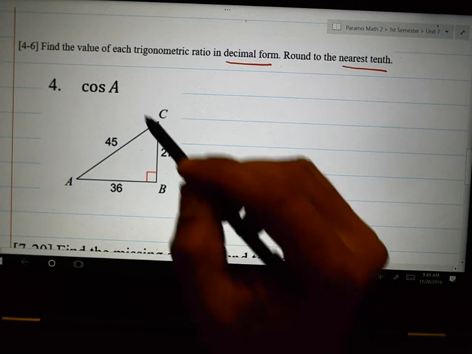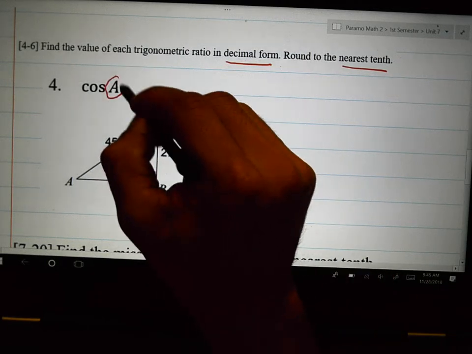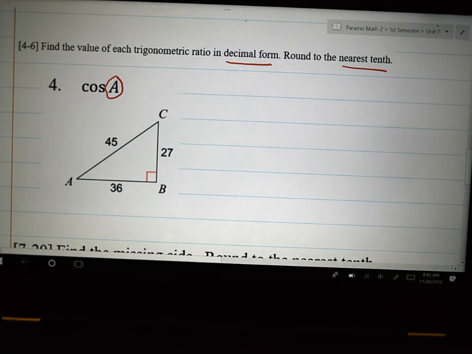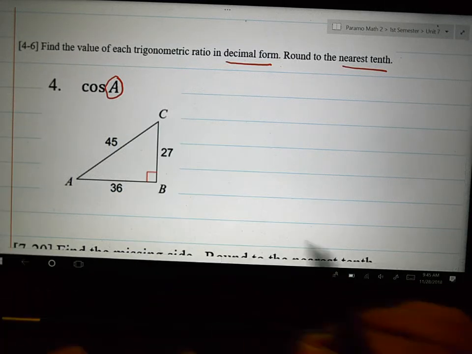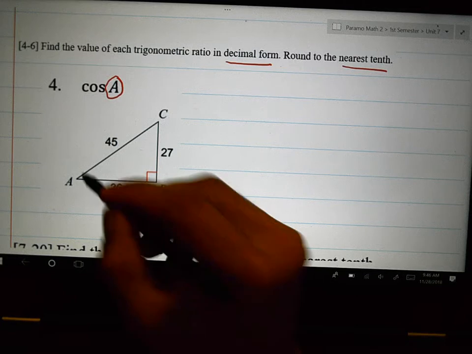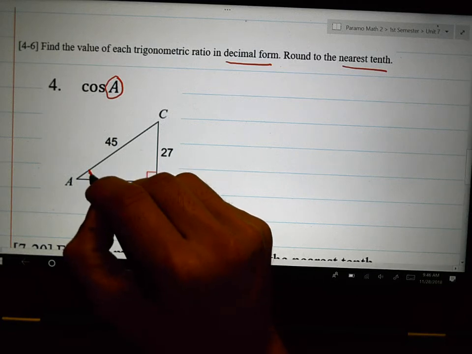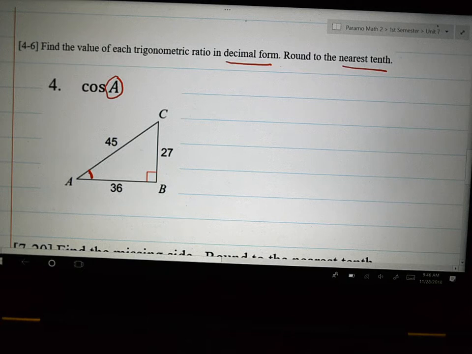First thing I do is I ask, what angle are we talking about? We're talking about angle A. That's given to you in the problem. Cosine of angle A. So I go to angle A and I highlight it. And then I have to follow what step number 1 says.